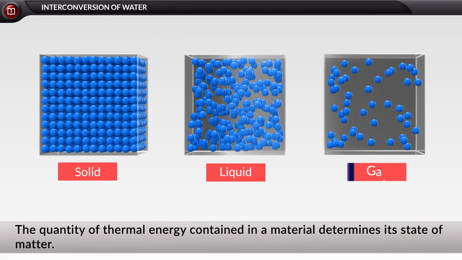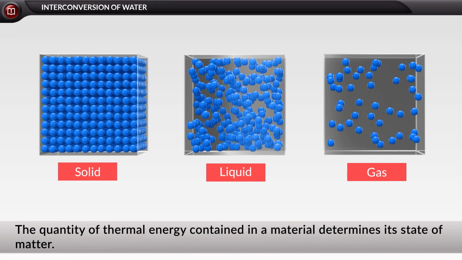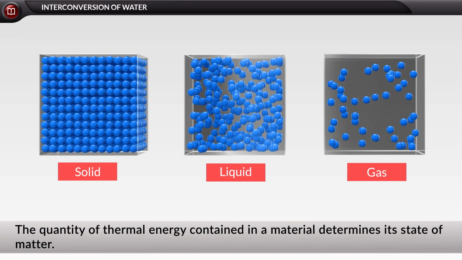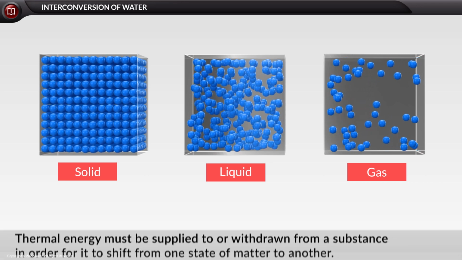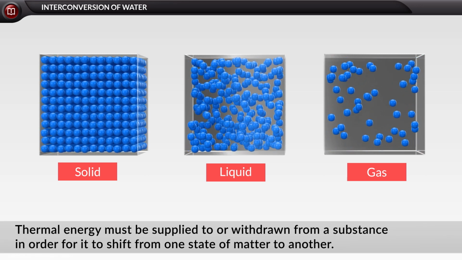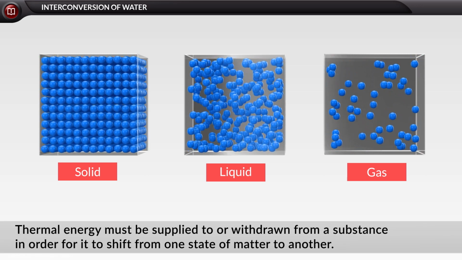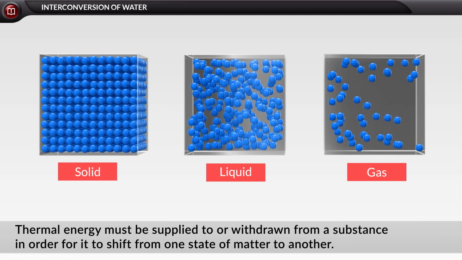This clearly shows that the quantity of thermal energy contained in a material determines its state of matter. Thermal energy must be supplied to, or withdrawn from a substance, in order for it to shift from one state of matter to another.